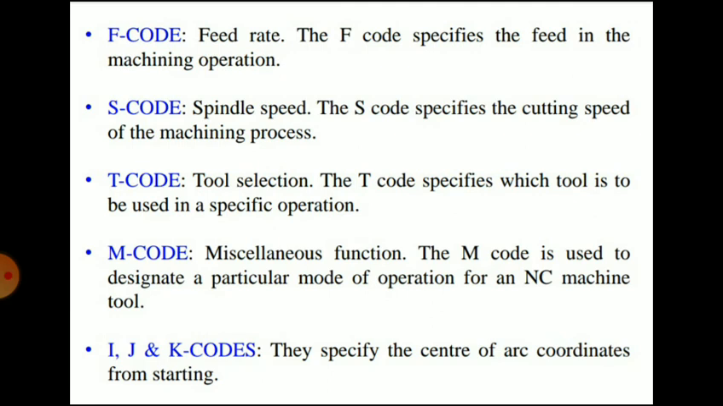Then the F code, that is feed rate. The F code specifies the feed in the machining operation. S code, that is spindle speed. The S code specifies the cutting speed of the machining process. T code, that is tool selection, whether it is tool number 1, tool number 2, etc. The T code specifies which tool is to be used in a specific operation. M code, that is miscellaneous function. The M code is used to designate a particular mode of operation for an NC machine tool. IJK codes specify the center of arc coordinates from the starting point.